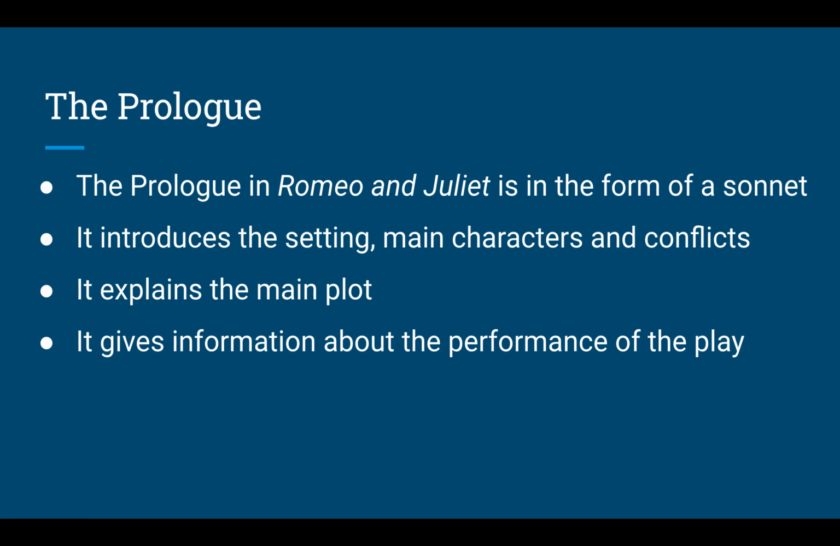Now, you may have already figured out that the prologue of Romeo and Juliet is in the form of a sonnet. That, of course, means it has the rhyme scheme of a Shakespearean sonnet. It is also written in iambic pentameter and follows the basic rules that go with the quatrains and the couplet for the sonnet. Now, the prologue, like prologues in general, introduces the setting, main characters, and conflicts. It also introduces the main plot, and it gives us some information about the play.